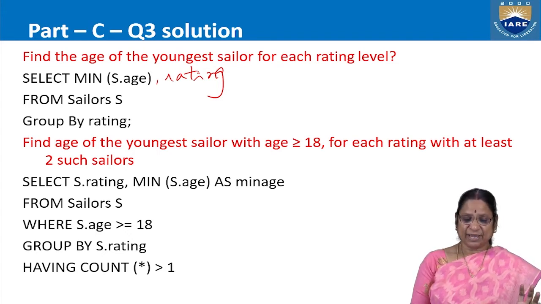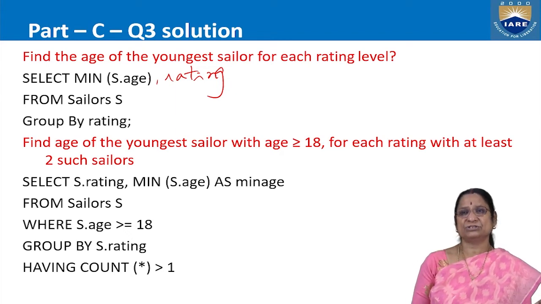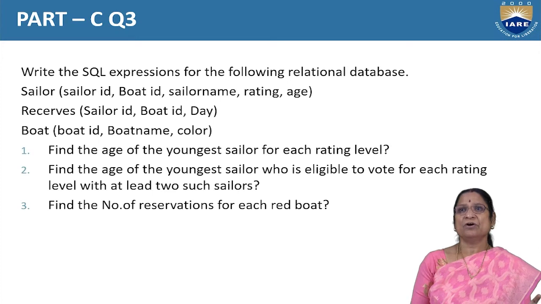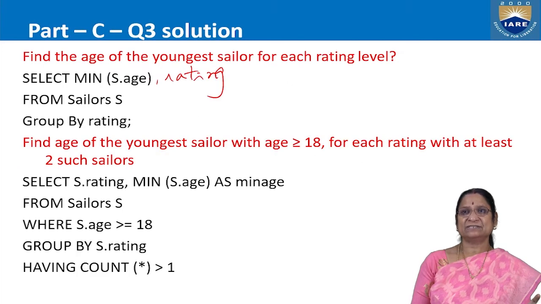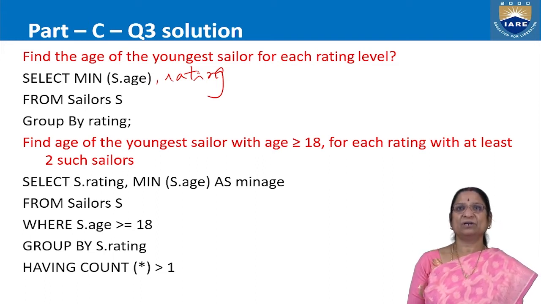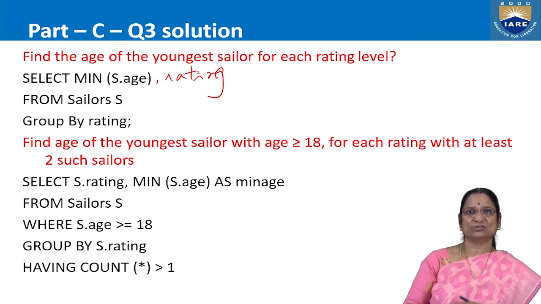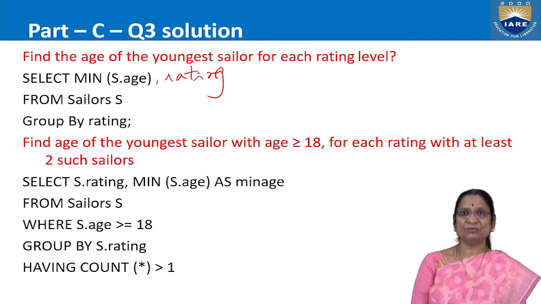Find the age of the youngest sailor with age greater than 18. Who can vote? That is the question. So, eligible to vote means age is greater than or equal to 18, for each rating with at least 2 such sailors. That means we have to find out the rating as well as the minimum age. But not for all groups, as in the previous query.